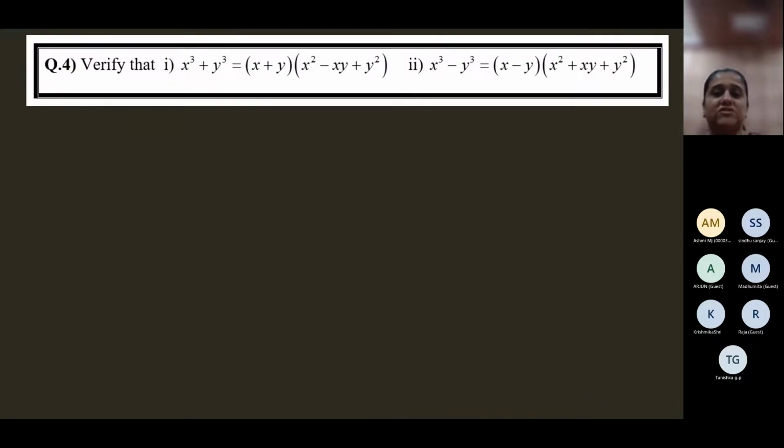All right. Next one. This is the next one. So verify that x cubed plus y cubed is equal to x plus y into x square minus xy plus y square. We know this one as an identity. We need to verify, that is, check and show that it's true. So for that, you just have to find the product.